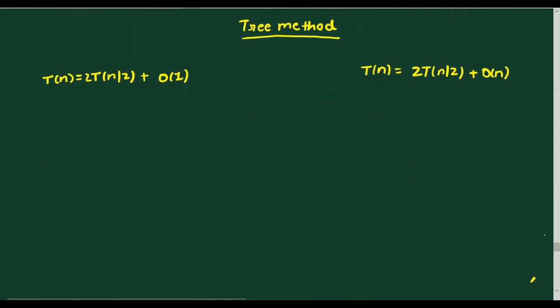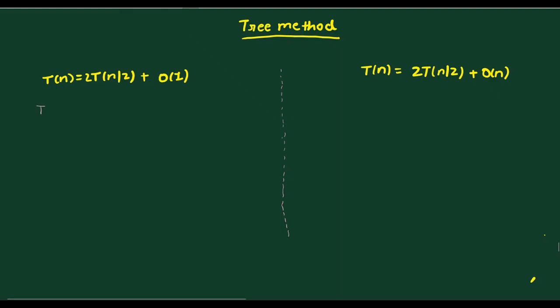So now let us look at the second method, which is basically the tree method. In the tree method, what we try to do is to analyze a problem while drawing the tree kind of structure of this recursive equation. As an example, let us try to solve this problem, right?